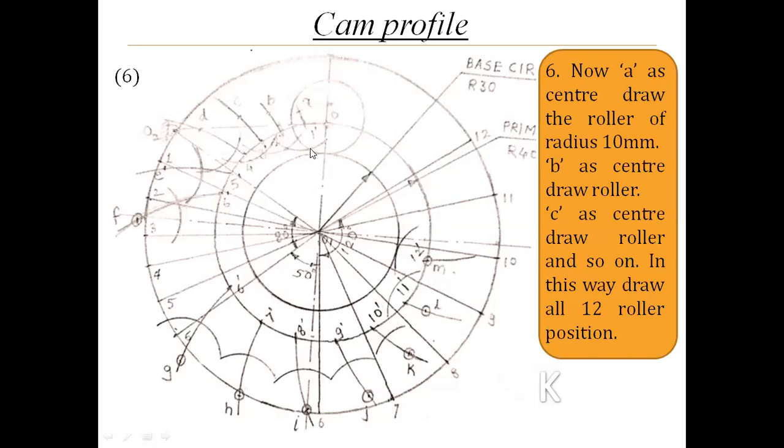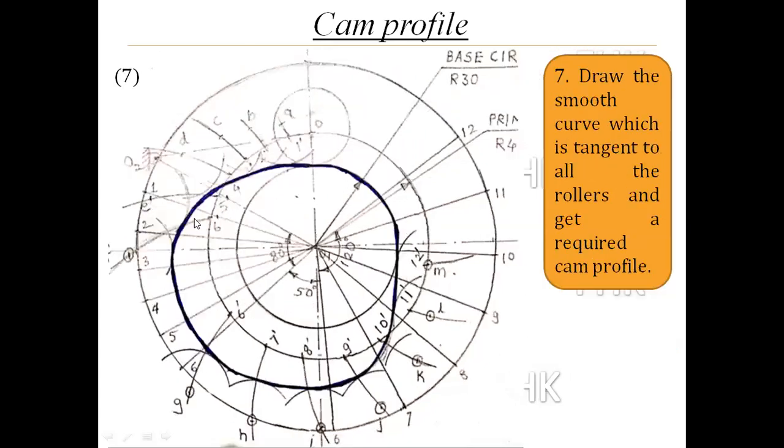And after that, you have to draw the curve which is tangent to the roller surface. Here you can see clearly the cam profile. You have to draw the cam profile which is tangent to the roller surface, not from points A, B, C, D. If you draw the curvature from points A, B, C, D, your cam profile will be wrong and you will get 0 marks in the examination.